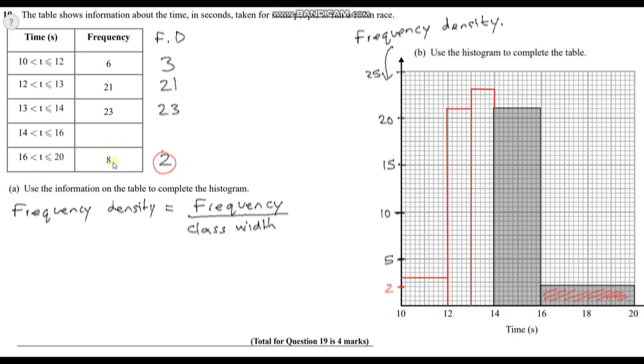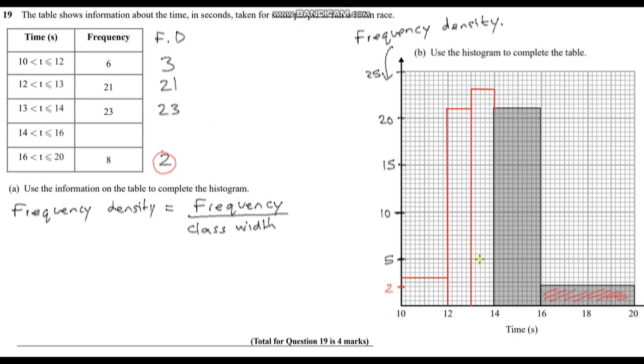We've used the information in the table to complete the histogram. And now part B, use the histogram to complete the table. Well, there's only one space left that we haven't filled in yet. And first of all, we can see what the frequency density is, because that's for this category here.